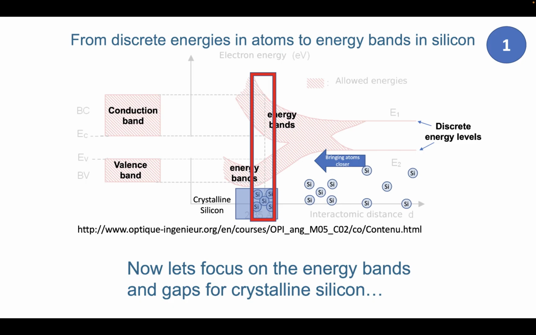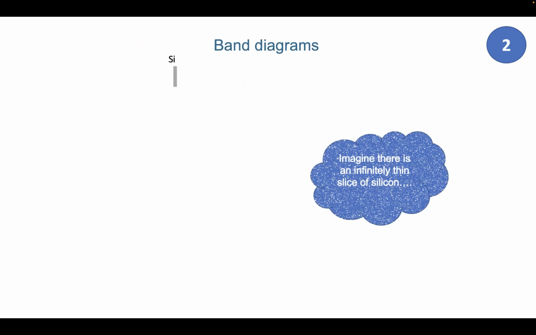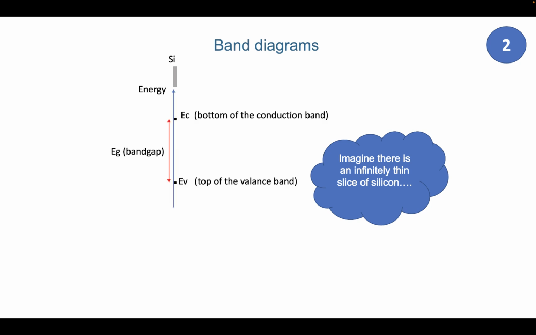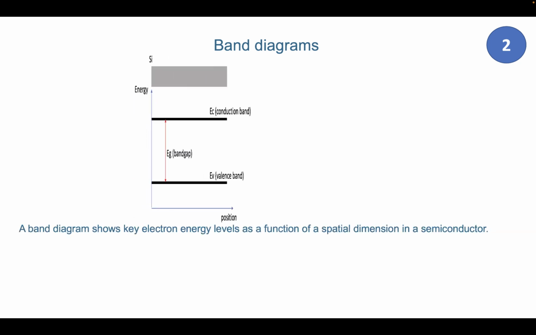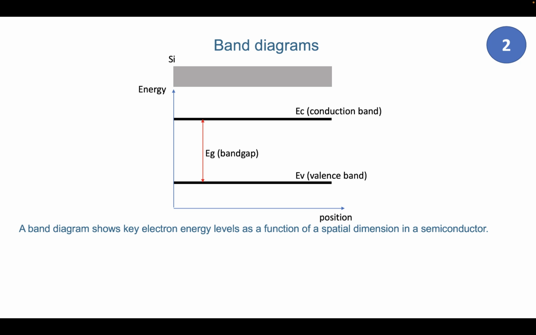Now, let's focus on the energy bands and gaps for crystalline silicon. Let's imagine for a moment that we have an infinitely thin slice of silicon, and we're going to plot 2 very important points in the energy axis, the vertical axis. We're going to plot EV, the top of the valence band, and another point for EC, the bottom of the conduction band. The energy space between EC and EV is what we call the band gap. Now, we're going to stretch this thin slice into a long slab, and there you go. You have a band diagram.